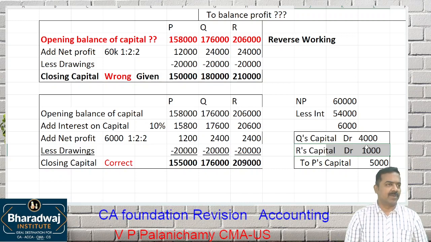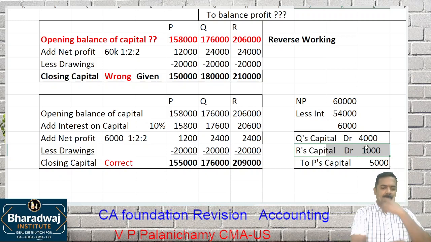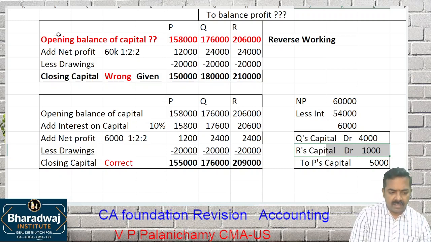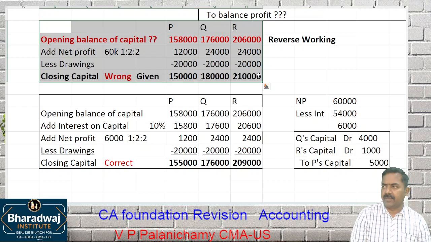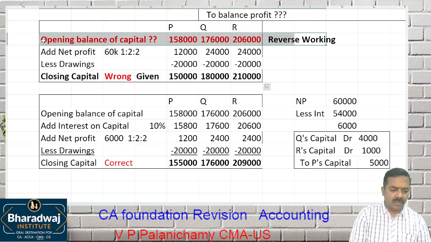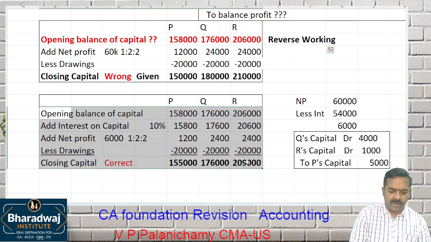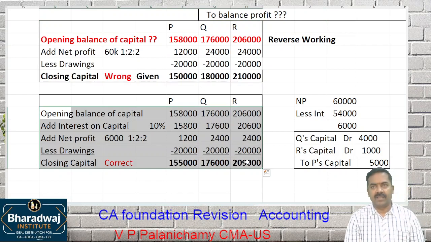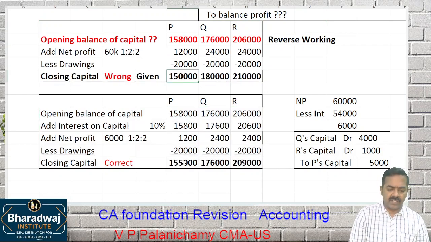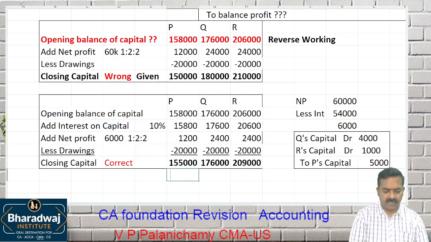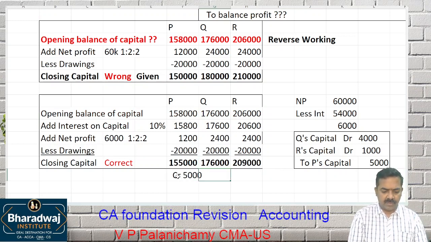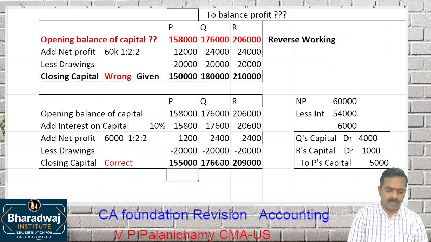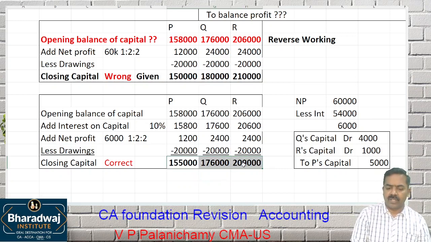Just adjust in capital account. Just adjust in which account? Capital account. So not only this, in any question, if they ask you a rectification adjustment, do the reverse working and find out the opening capital, then find out what should have happened, what should happen correctly. Then based on the difference, you adjust it. Credit 5,000, debit 4,000 and debit 1,000. Do you understand why we are crediting and debiting?